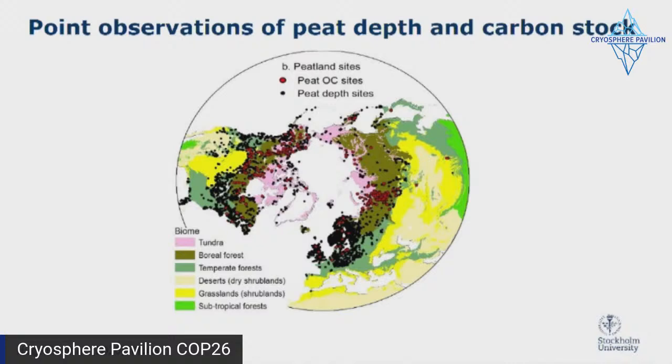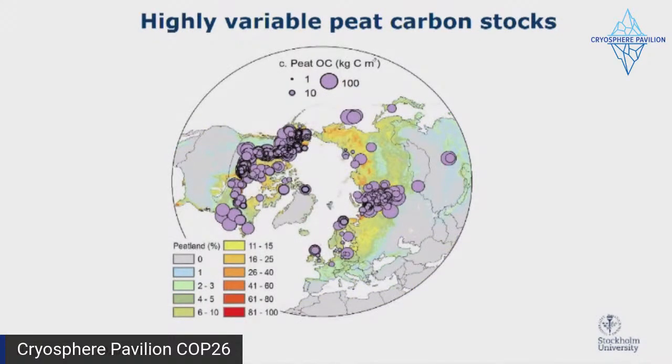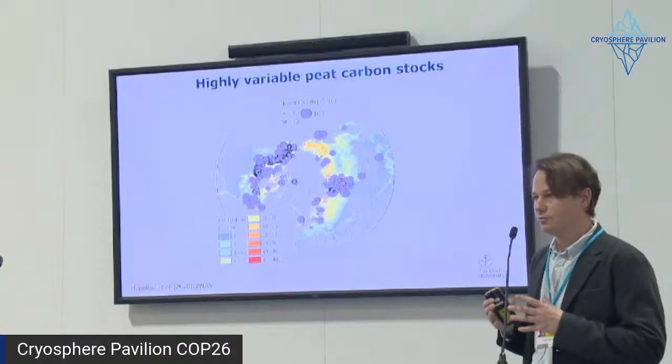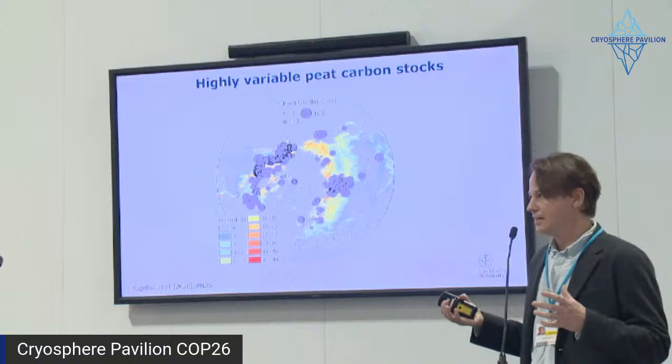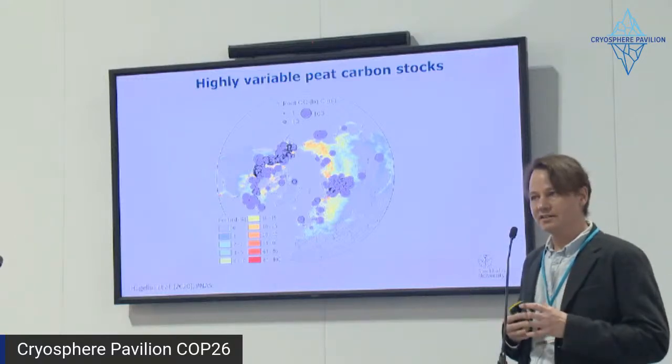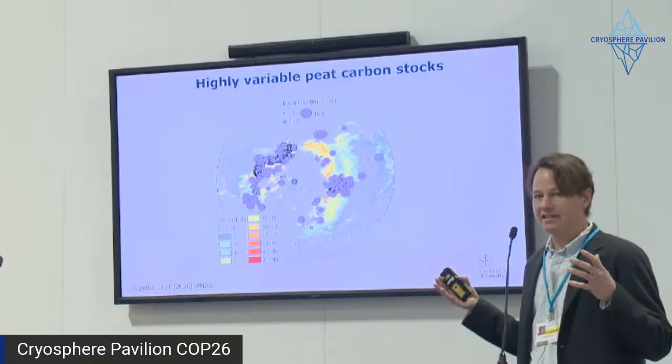And we looked at the peat carbon stocks, which are very, very variable. The size of these purple blobs, the bigger they are, the more peat carbon or the deeper the peatland is in that particular spot. But what you can see is also a lot of points that are almost exactly on top of each other have very large differences in the amount of peat that is stored there. I showed this to illustrate that there's a huge spatial variability in the peatlands.